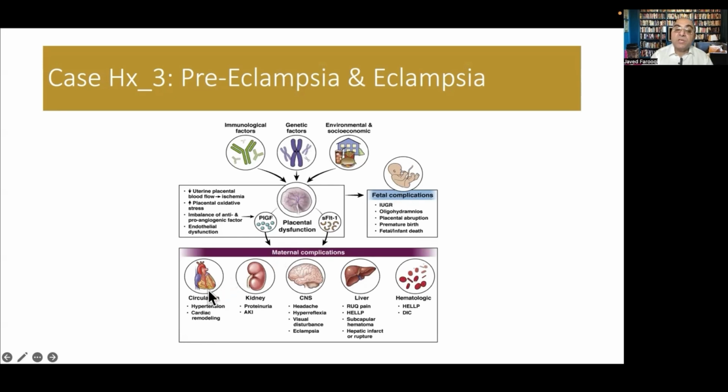Maternal complications: on the circulation, there may be hypertension, cardiac remodeling; in the kidney, proteinuria, AKI; in the CNS, headaches, hyperreflexia, visual disturbances, eclampsia, fits. Then the liver, there may be right upper quadrant pain, HELLP syndrome, subcapsular hematoma, and hepatic infarct or rupture. And in the blood, there may be HELLP syndrome and DIC. While in the fetus, IUGR, intrauterine growth retardation, oligohydramnios, placental abruption, premature birth, and fetal or infant death. So this is the whole spectrum, and it has its specific etiology, its pathophysiology, impact on the fetus, and impact on the mother.